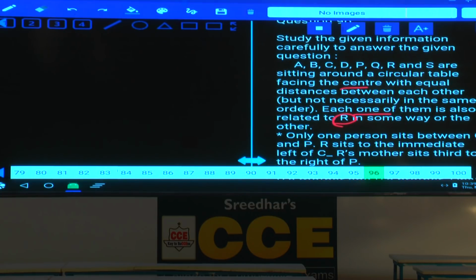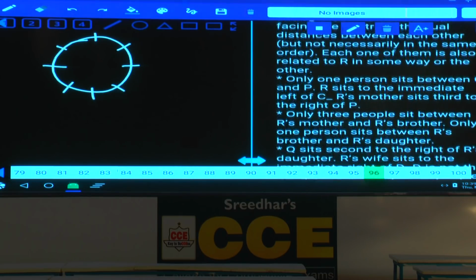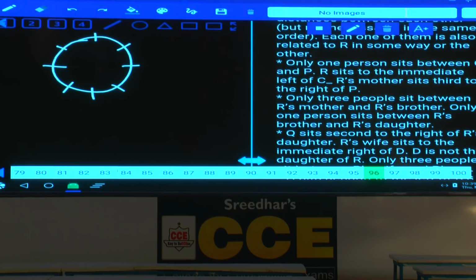Now sir, how many persons are there in total? We have 8 persons. 1, 2, 3, 4, 5, 6, 7, 8. Then, only one person between C and P. R sits to the immediate left of C. Now C is here. R is to the immediate left of C. And only one person between C and P. As only one person between C and P, P can be here, that is one possibility.